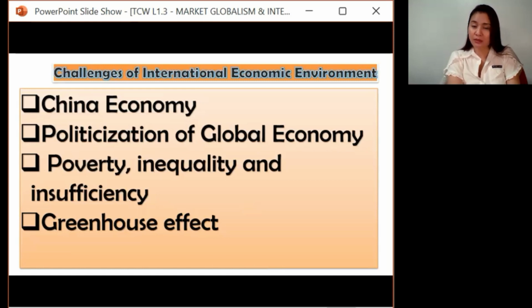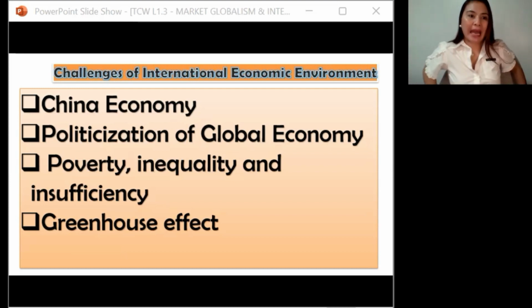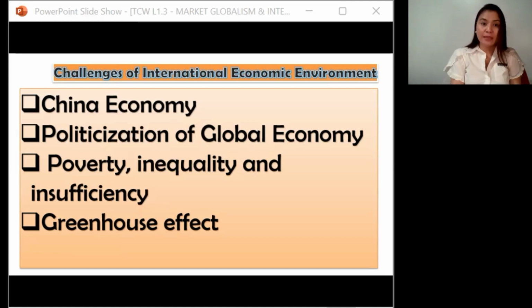The challenges of the economic environment are the following. We have China, which is basically leading the economy as of the moment in a great competition with the United States. Then we have politicization of the global economy, and also poverty, inequality, and insufficiency. And of course, the greenhouse effect. When we say China economy, China's rapid economic growth exceeded the pace of institutional development, and so there are important institutional and reform gaps that China needs to address in order to ensure a high quality and sustainable growth path.